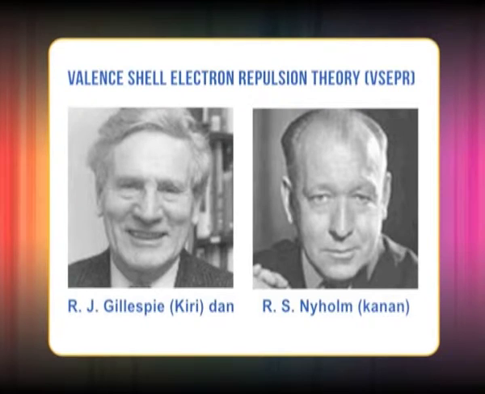Nyholm and Gillespie explained that the lone pairs of electrons in a molecule occupy more space and they are localized on the central atom, and bonding electron pairs occupy less space as these are shared between two atoms. Thus, lone pairs of electrons cause much more repulsion than bond pairs.